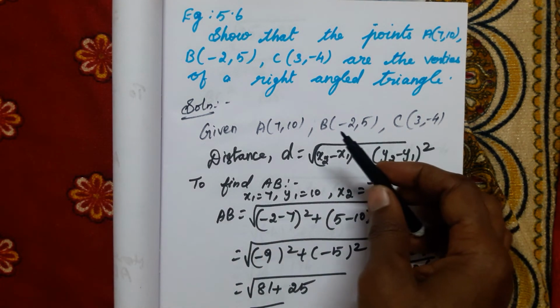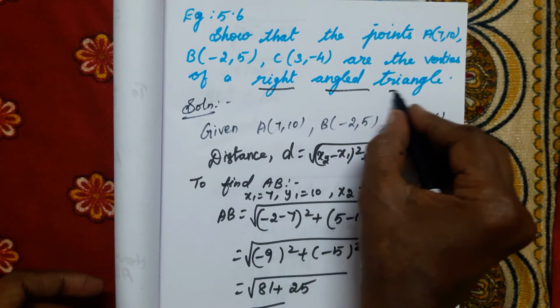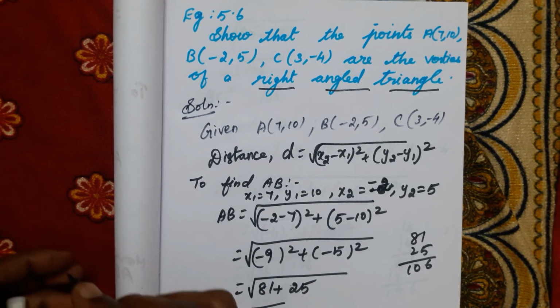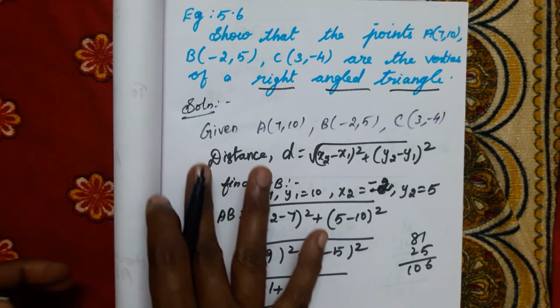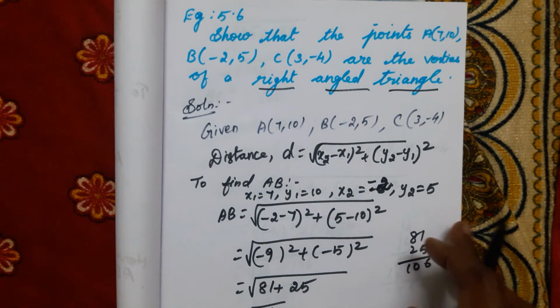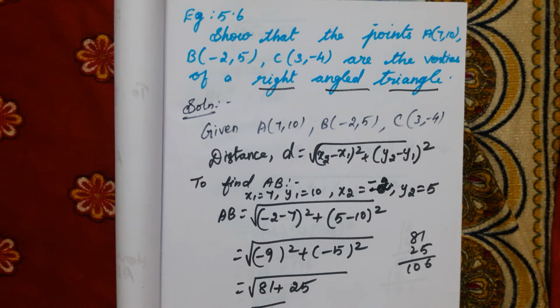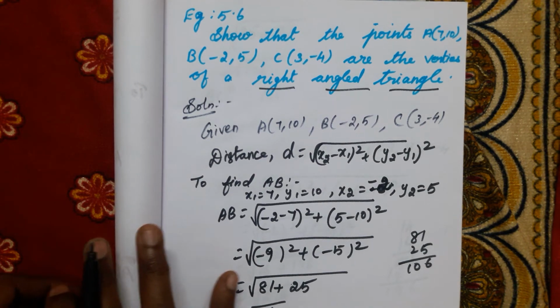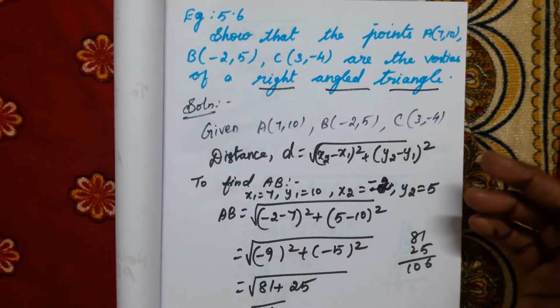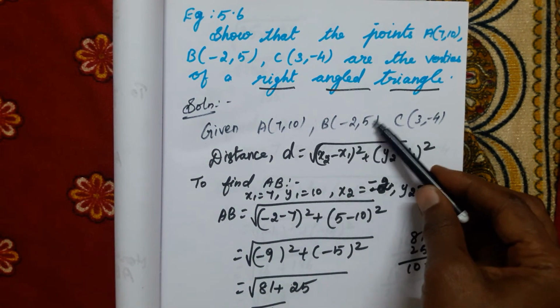So here, right angle triangle. Prove that it is a right angle triangle. What is the condition? Sum of the squares of any two sides is equal to the square of the third side, which means that it is a right angle triangle. Now AB, it is x1, y1, x2, y2.